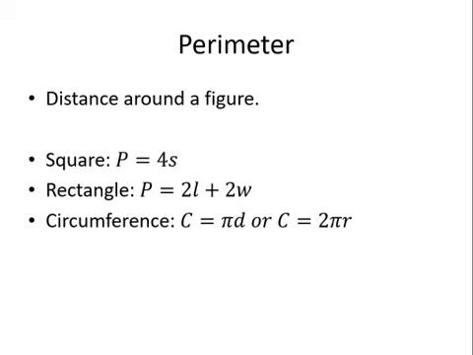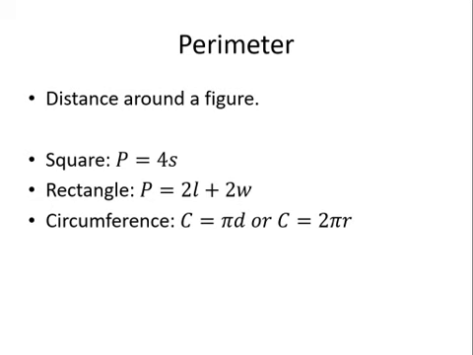For a square, it would just be 4 times s. So whatever one side is multiplied by 4. For a rectangle, it'd be 2 times the length plus 2 times the width, because a rectangle that is not a square has opposite sides that are congruent. So you would just double the length and then double the width and add them together. This is for rectangles and squares. If you have a regular shape that's not one of these, you just add up all the sides together.